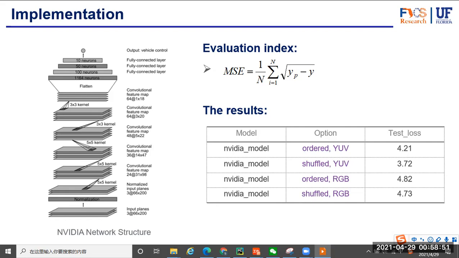The first 3 convolutional layers use 5 × 5 convolutional kernels with a step size of 2. And the later 2 convolutional layers use 3 × 3 convolutional kernels. ReLU is used as the activation function. The fully connected layers are designed as a steering controller. The design is a regression problem using MSE as the evaluation indicator. Okay, let's look at the code.